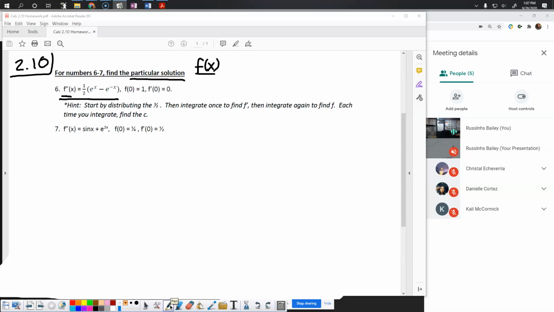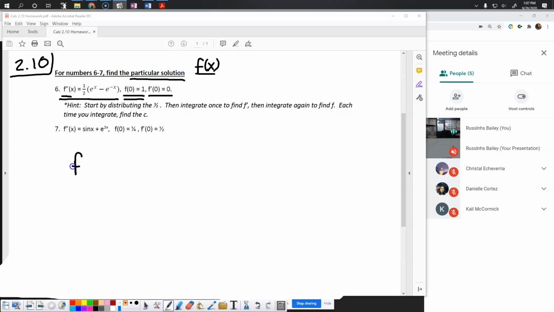So the first time we integrate, we're going to have to plug in this to find the first c, because the first time we integrate, we're going to get an f prime expression. And the second time we integrate, we're going to need this to find the second c, because we'll need to find the c for the f expression. So that's pretty much our plan.